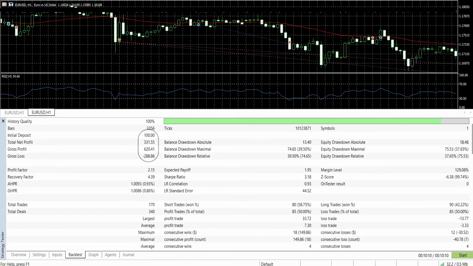As you can see on the screen, the initial balance was $100, and the total net profit generated during this test was approximately $331. This means the account grew to over $430 during the test period. This growth did not come from aggressive lot sizing or risky behavior. It came from structured entries, controlled risk, and disciplined execution. During this period, the EA executed around 170 trades. This tells us that the strategy is active but not overtrading. It waits for proper conditions rather than entering the market randomly.